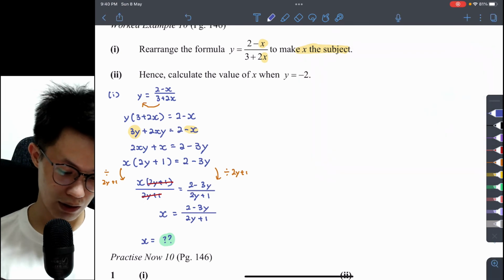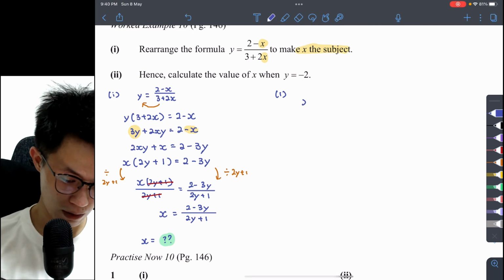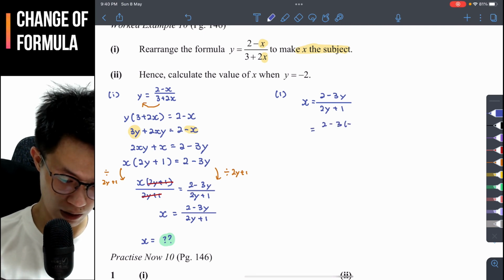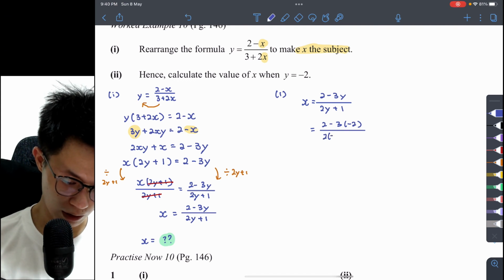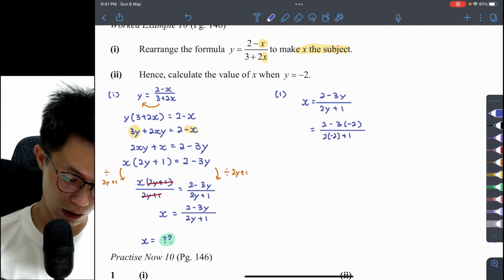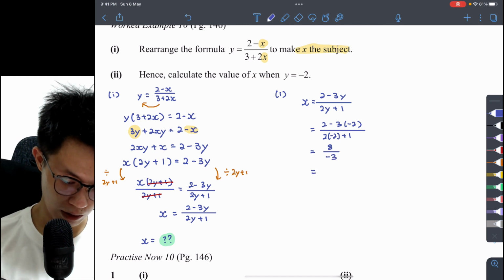So with this, we're going to solve part 2, which is to calculate the value of x when y equals negative 2. You can simply use the new, changed formula here. So we have 2 minus 3 times negative 2, over 2 times negative 2 plus 1, and there you have it. This will be 8 over negative 3, and it will be negative 8 over 3.